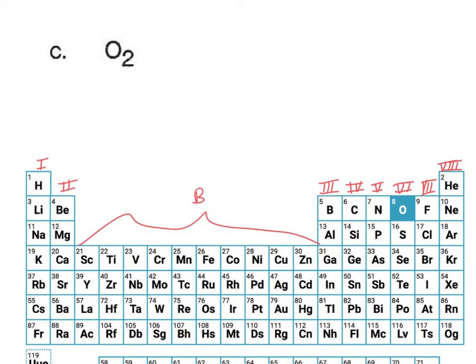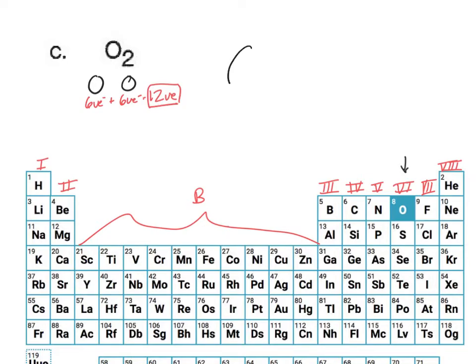Okay, let's try oxygen. This one's going to be a little bit harder. It has a little bit additional step, so I'm going to watch for that. But the first step is to count how many valence electrons we have. Each oxygen has 6 for a total of 12. So we're going to be working with 12 electrons in here.